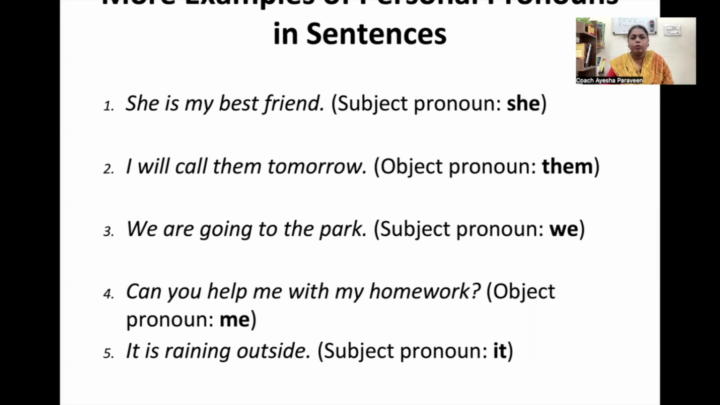I will call them tomorrow. So them is an objective pronoun. We are going to the park. Okay, so the subjective pronoun is we. Can you help me with my homework? Objective pronoun: me. It is raining outside. Subjective pronoun: it. So you see how we can use subjective pronouns and objective pronouns in a sentence.